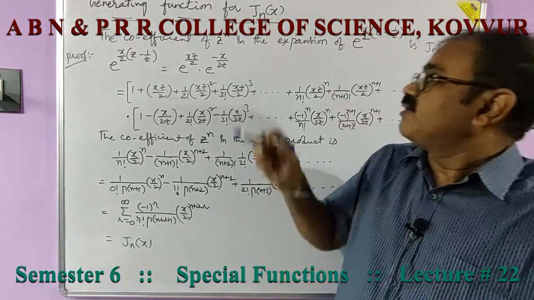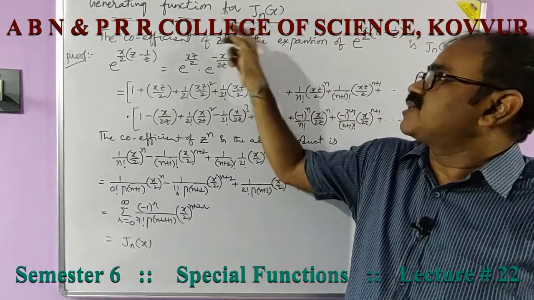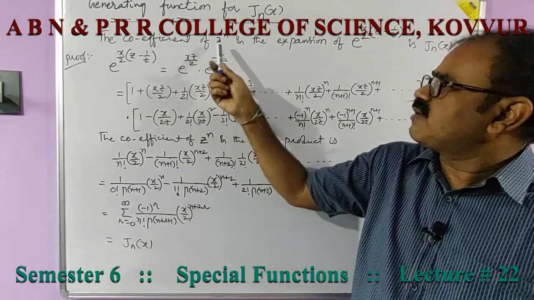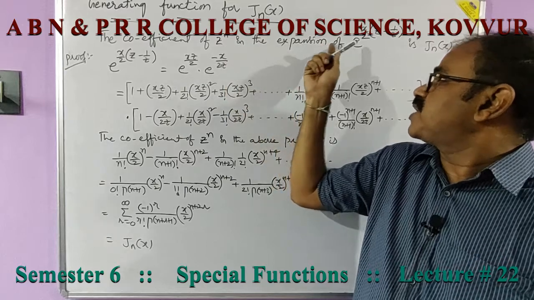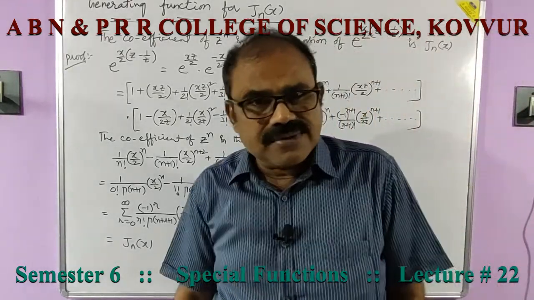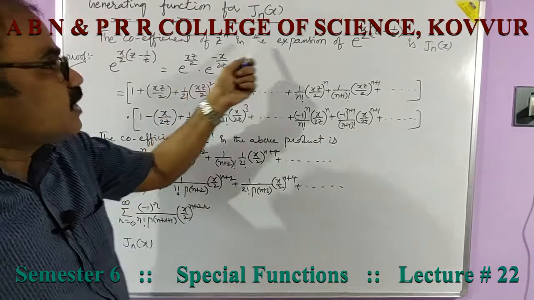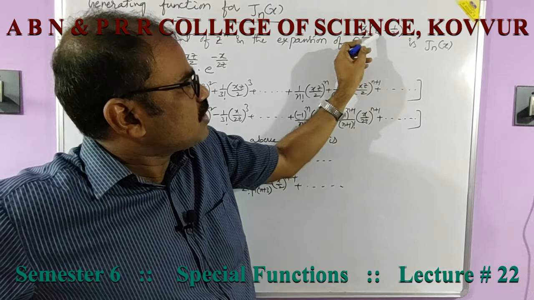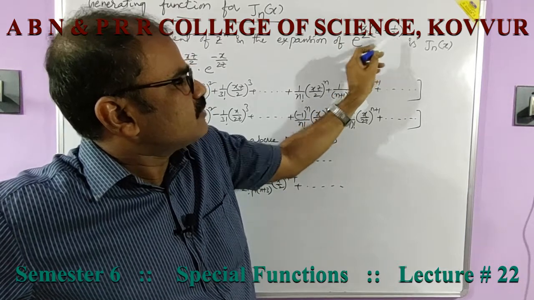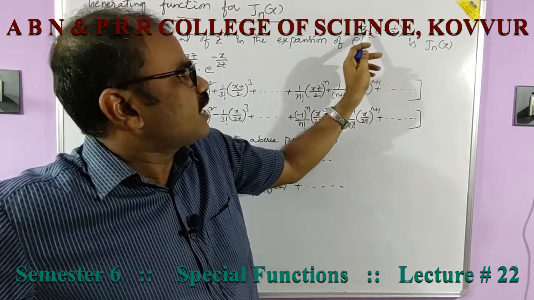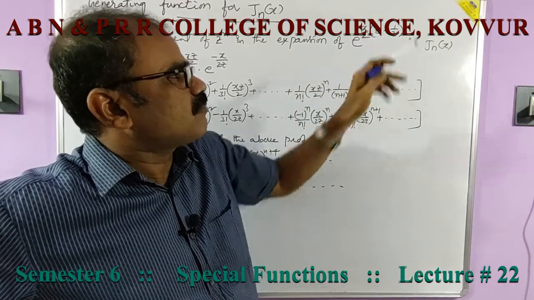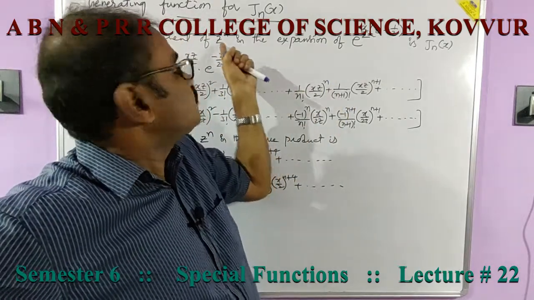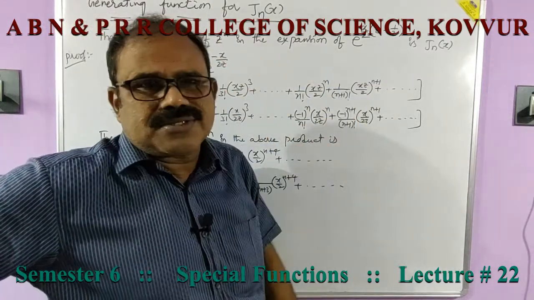In the same way, what about the generating function of Bessel's function Jn(x)? The coefficient of z^n in the expansion of e to the power of (x/2)(z - 1/z) is Jn(x). That is the generating function, in which you pick up the coefficient of z^n.